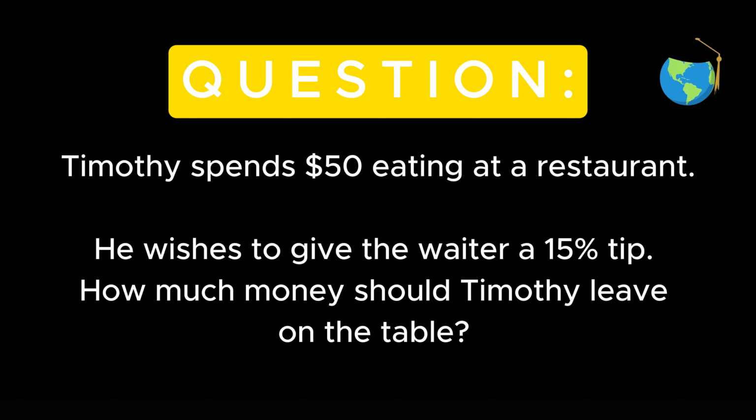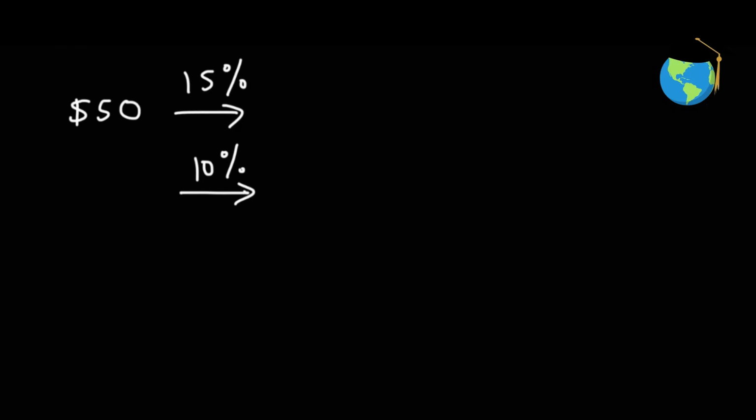In order to calculate the tip, we need to determine the value of 15% of $50. So how can we find 15% of 50? Well, let's perform mental math. First, let's calculate the value of 10%. To find 10% of a number, just move the decimal 1 unit to the left. So 10% of 50 is simply $5.